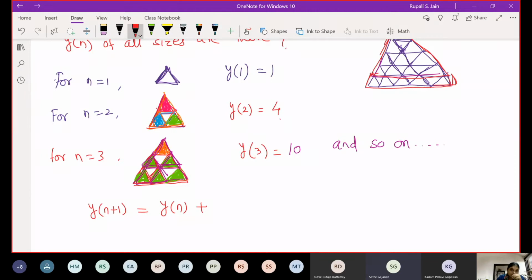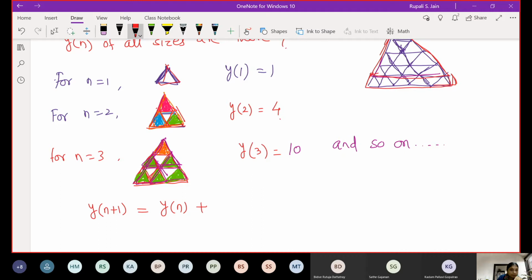You can see here, if n is equal to 1, then we are adding below that 2 triangles, right? 2n plus 1. We add this 2 and then again 1 will be added, right?